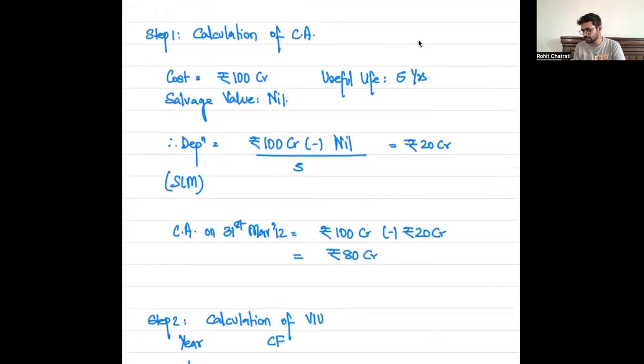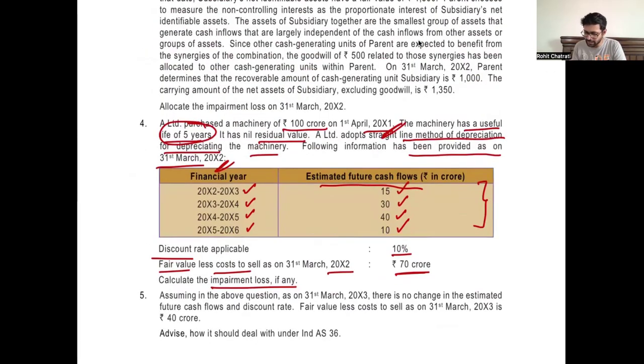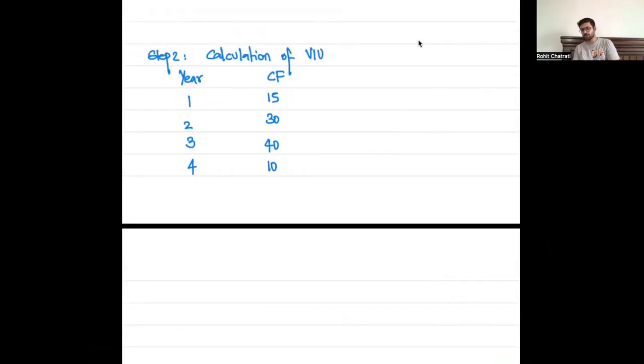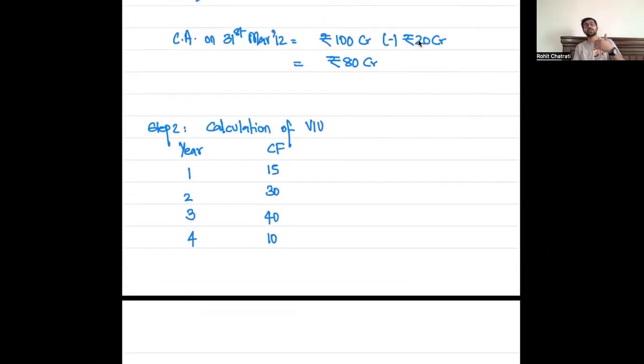Cash flows, what are given? 15, 30, 40, and 10 crores. Now, if you actually think of it, when a machine is being put to use, it would generate cash flows throughout the year. You will sell the inventory throughout the year, and therefore you will receive cash flows throughout the year. But for the sake of simplicity, we assume that all these cash flows are collected at the end of each year.